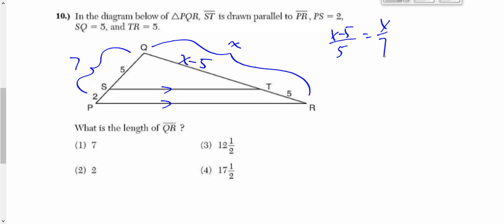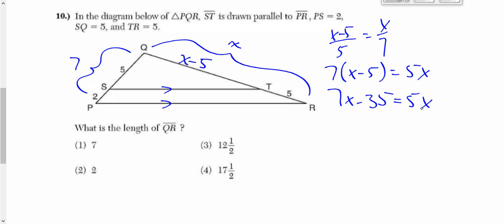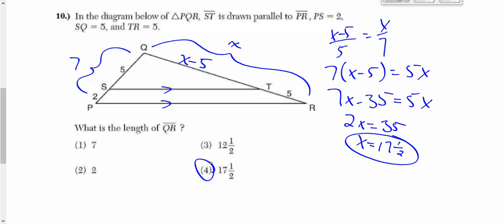Okay. Well, let's just cross multiply the one I have. So 7 times X minus 5, 5X. 7X minus 35 equals 5X. Let's subtract 5X from both sides and add 35 to both sides at the same time. You can handle that now, right? We don't have to show all those little baby steps anymore. So that gives us 2X equals positive 35. But then we get the same answer that I got before, just did it different.